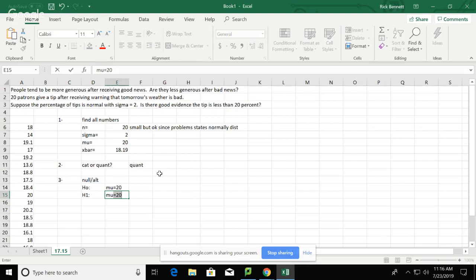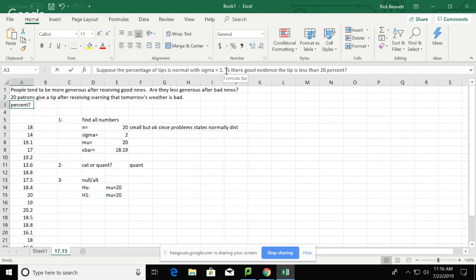Where did you get greater than from? What is it asking you? Is there good evidence the tip is less than? So is it greater than? No, it's less than. Okay, this is going to be a one-tailed test. What if they left that question?